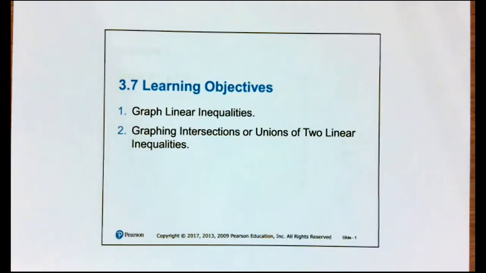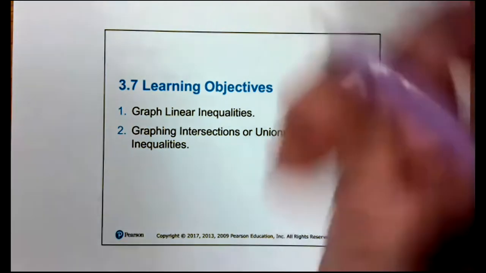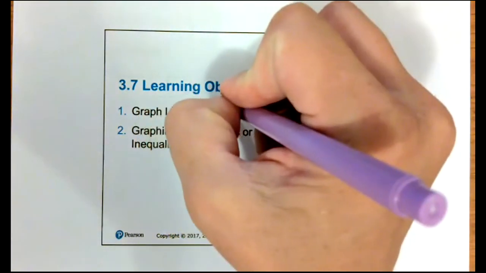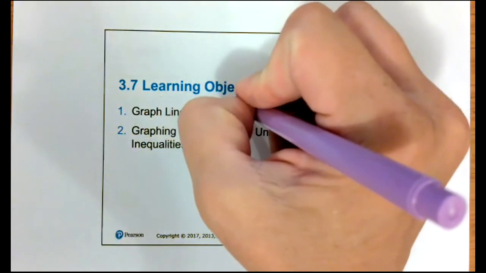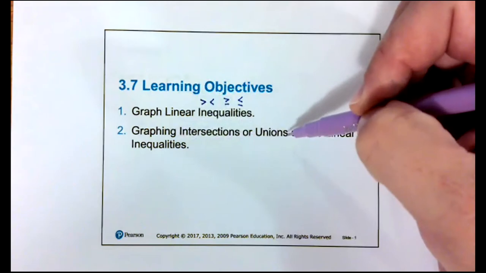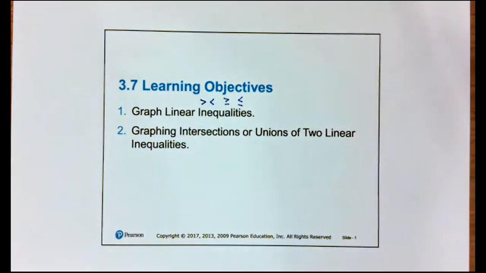Hey everyone, this is 3.7. For unit 3.7, we are graphing linear inequalities. Remember, inequality means greater than, less than, greater than or equal to, or less than or equal to, rather than equal to zero. So that's what inequalities means. We are also graphing the intersections or unions of two linear inequalities.